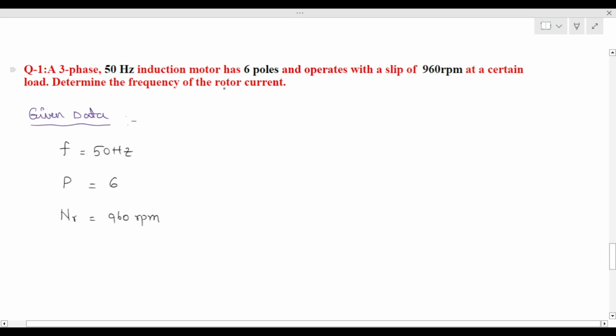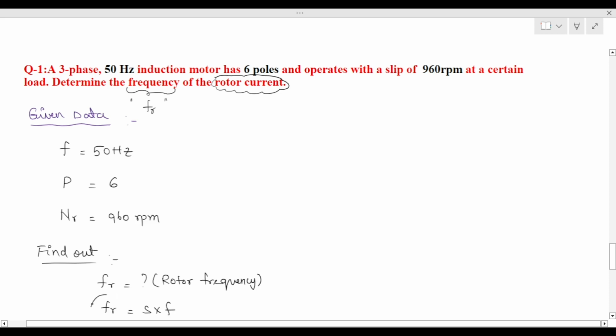Now, determine the frequency of rotor current. In this sum it is not asking for the value of the rotor current, it is just asking for its frequency. That means we have to find the rotor frequency. We have to study the question clearly. So what is the formula for rotor frequency? Fr is equal to S into F.